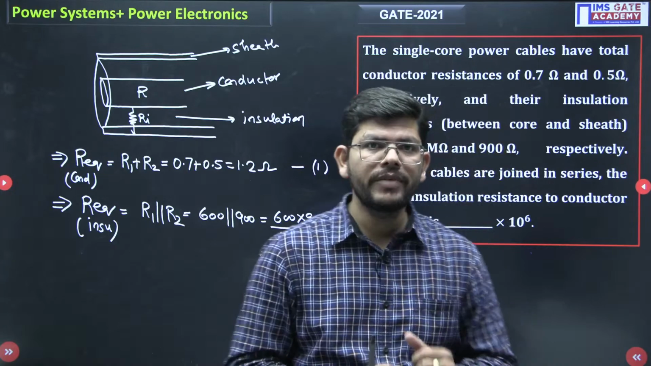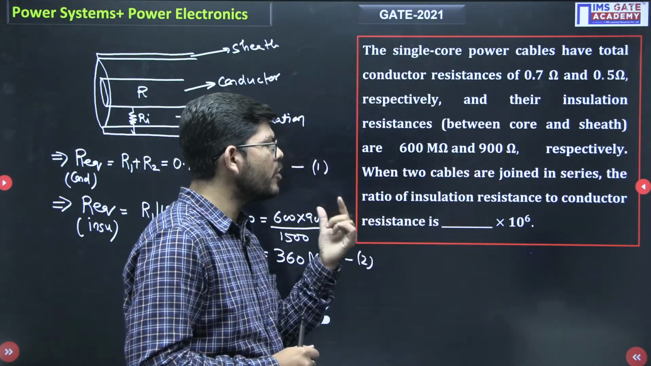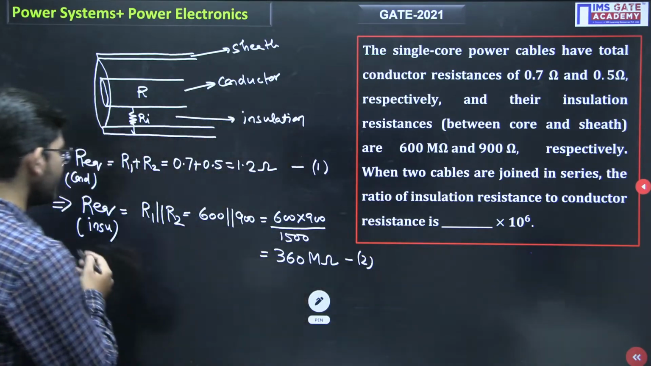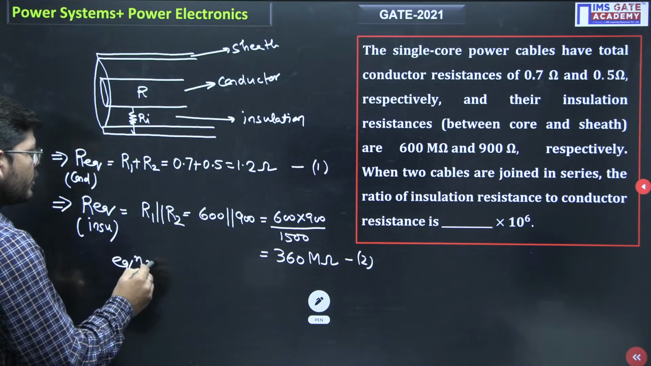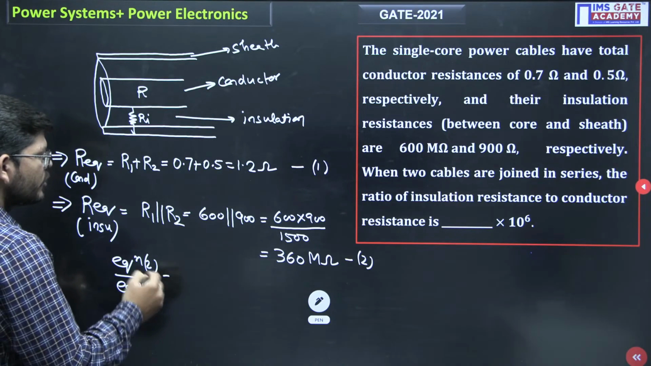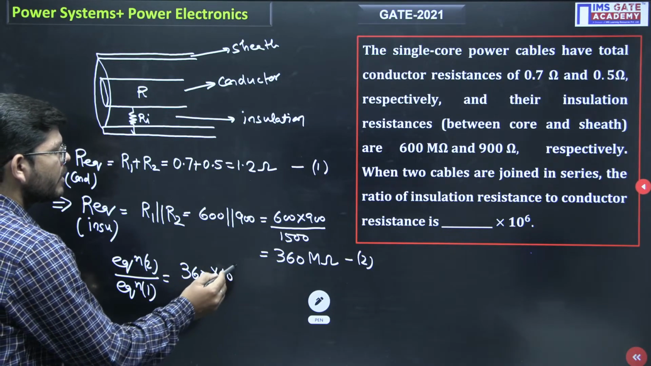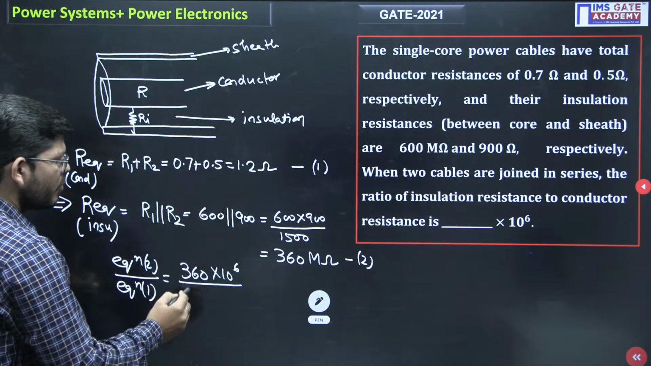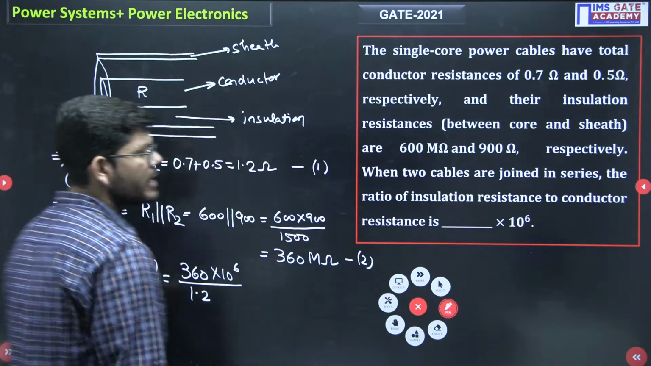Now what we have to find? When two cables are joined in series, we have to find the ratio of insulation to conductor resistance. So let me divide equation 2 by equation 1. The equivalent insulation resistance is 360 mega ohm, that is 360 times 10 to the power 6 ohm, and the equivalent conductor resistance is 1.2 ohm.